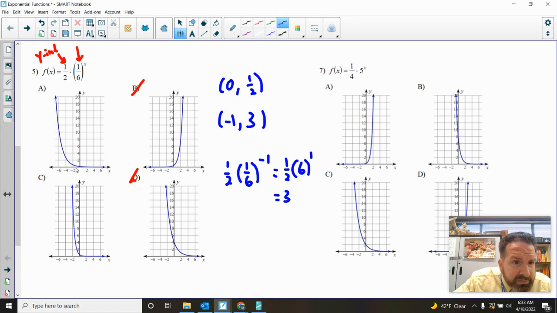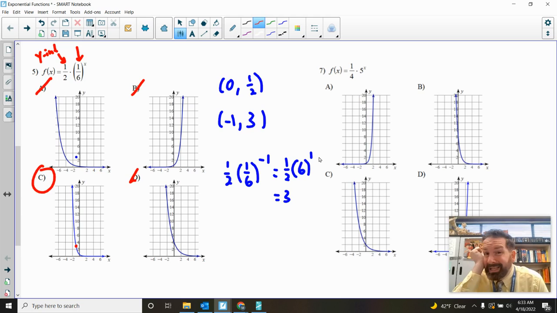This first graph, -1, 3 would be right about there. Nope, this first graph does not go through that point. Let's hope that this one does. So -1, 3 will be right about there. That looks good.